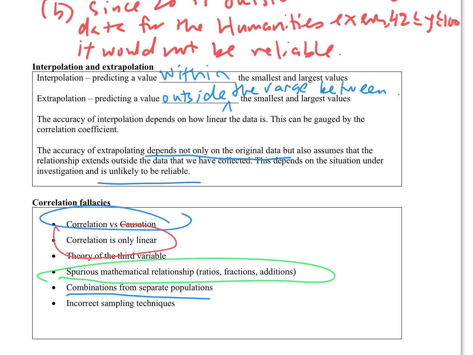And also the next one is combinations from separate populations. It is essential that the data set arises from one homogeneous population rather than two distinct groups. Last one is incorrect sampling techniques. As in the previous section, the way that the data has been collected also plays an important role in correlation analysis.